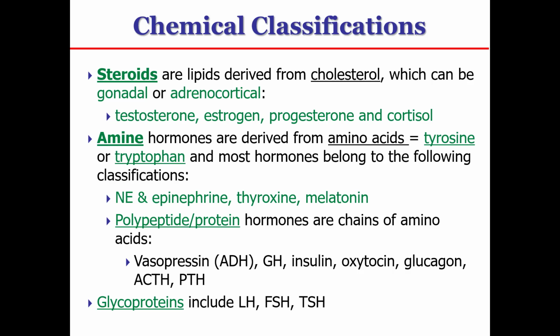Polypeptides, remember those are short proteins. Peptides are usually 50 or fewer amino acids in a chain. And those would be vasopressin, or antidiuretic hormone, growth hormone, insulin, oxytocin, glucagon, adrenocorticotropic hormone, and parathyroid hormone would all fall under this category. And I did show you what insulin looked like, and it was by far one of the more simple structures we've looked at. And then glycoproteins include luteinizing hormone, follicle stimulating hormone, and thyroid stimulating hormone.